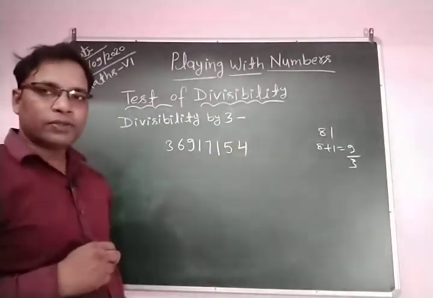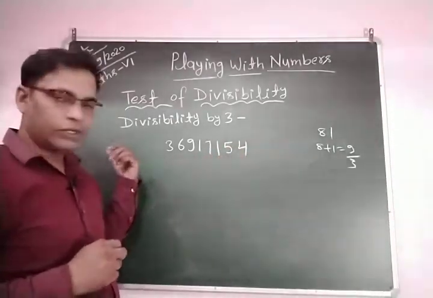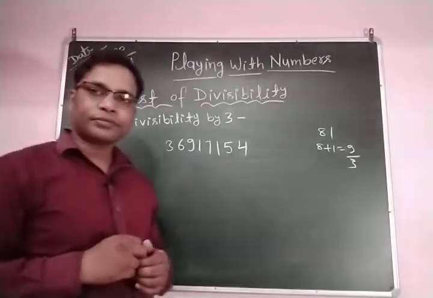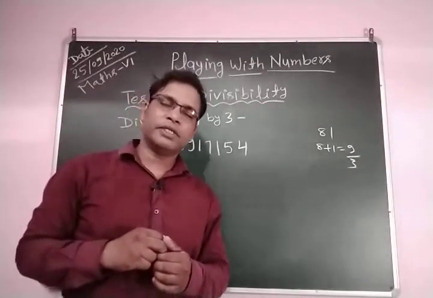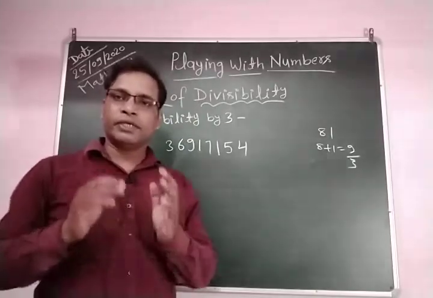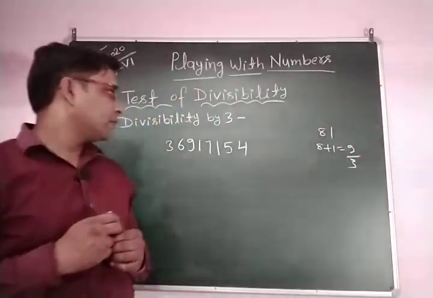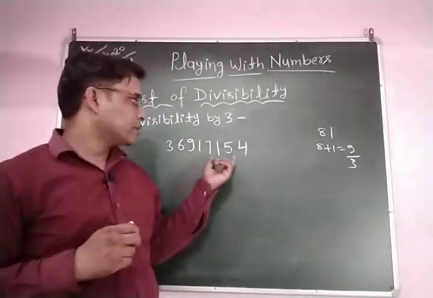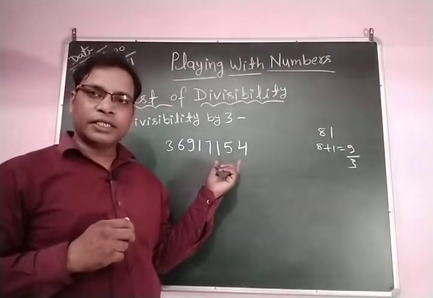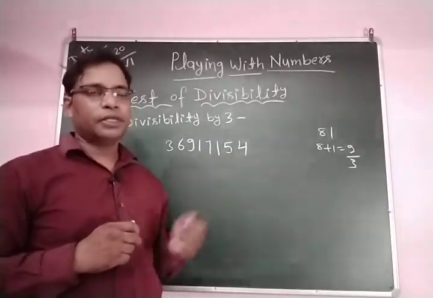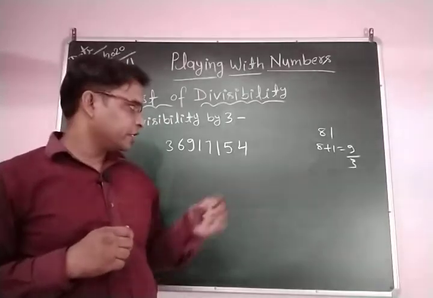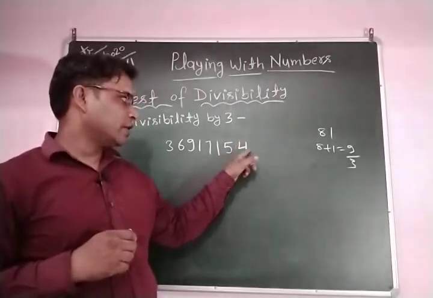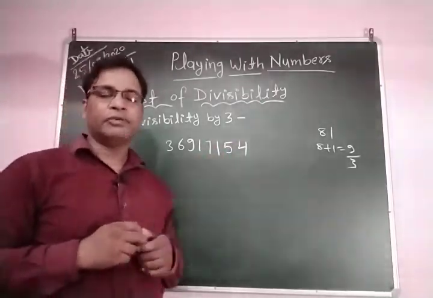4 is divisible by 2, then you can say this number is divisible by 2. But in the case of 5, what is the divisibility test of 5? The divisibility test of 5 is that if the last digit of the number is 0 or 5, then the number is divisible by 5. But here you can see this is not 0, not 5. It means that this number is not divisible by 5.